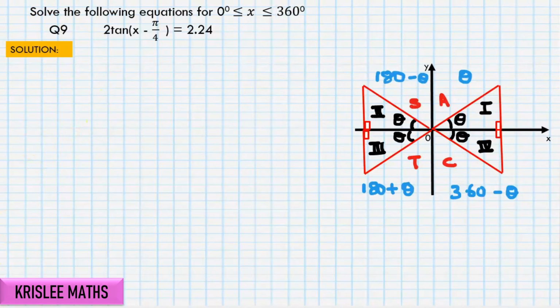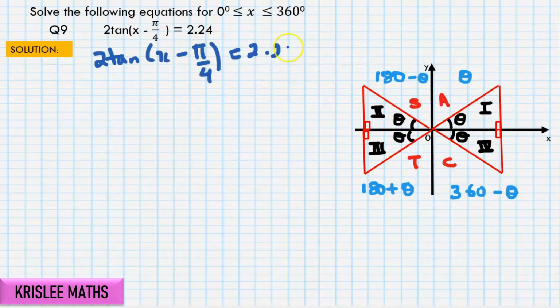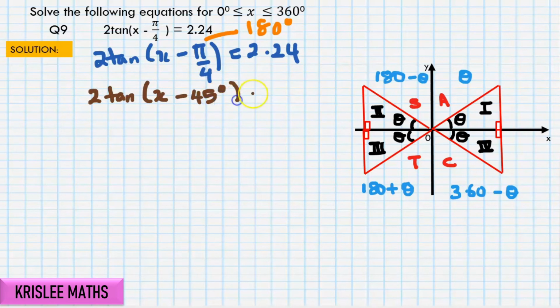Question 9, you are given 2 tangent of x minus pi over 4 equals 2.24. So here you can change the pi value to 180 degrees. So 180 over 4, you will get 45 degrees. So continue with the equation. You have 2 tangent in bracket x minus 45 degrees equals 2.24.